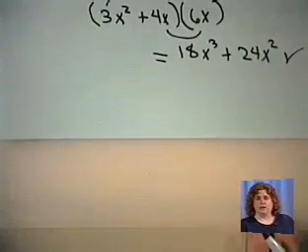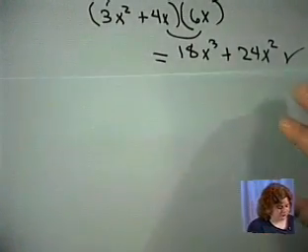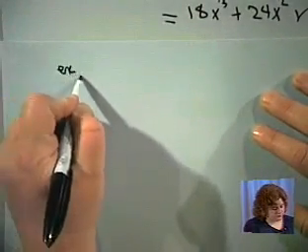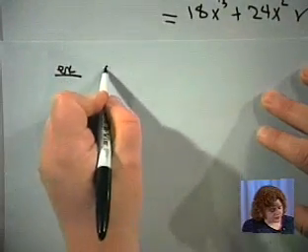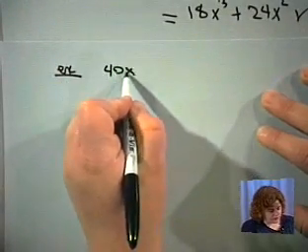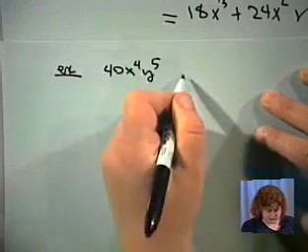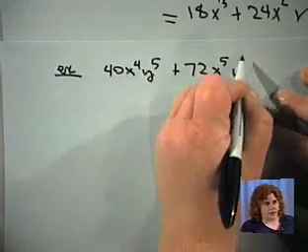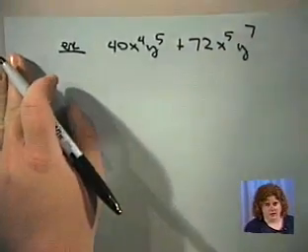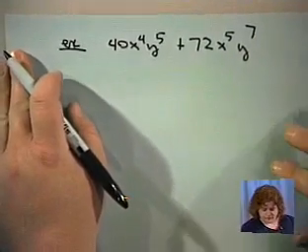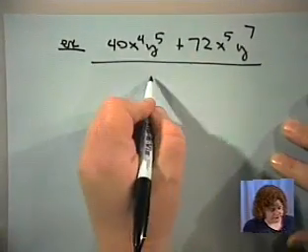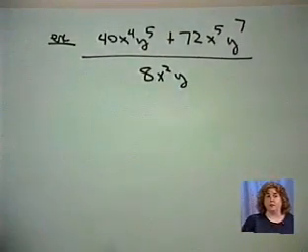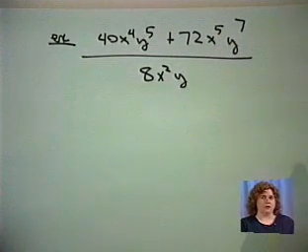Now, I want to try this on a more interesting example. Let's take something like 40x to the 4th y to the 5th, plus 72x to the 5th y to the 7th, and we'll divide that entire thing by 8x squared y. It's beginning to look a little busy, but nothing is going to change about how we attack this problem.